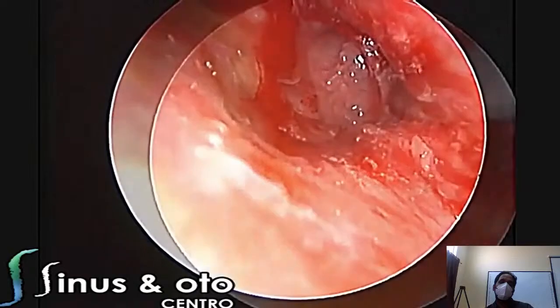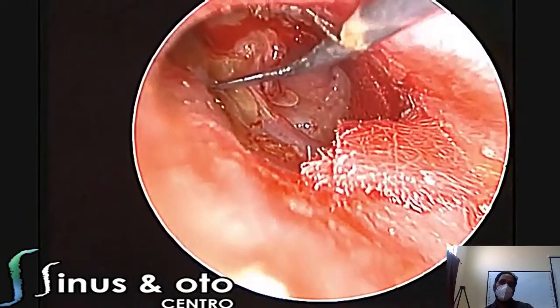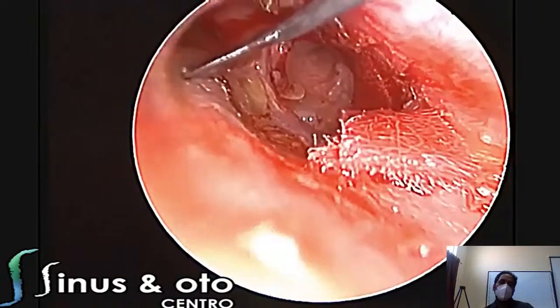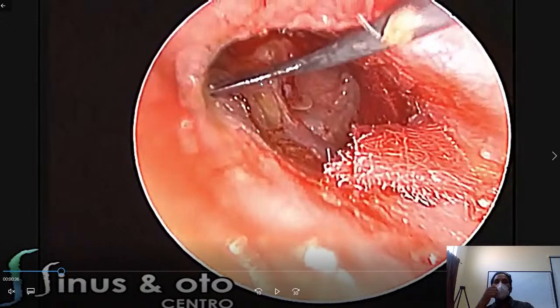So now this is the second step. After freshening the margins, you have to elevate a flap, also called the tympanomeatal flap. So what is this tympanomeatal flap? You have to place the graft, and before placing the graft, you need to elevate it. You all know that in the external auditory canal there is skin, right? That skin should be elevated from the underlying bone present in the external auditory canal, so that the graft can be kept below it.